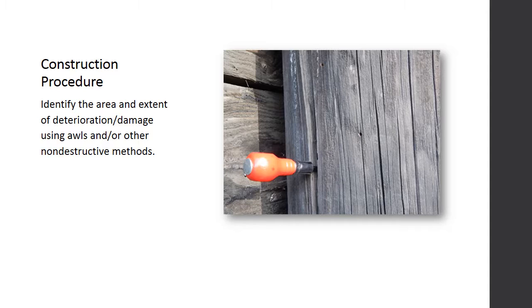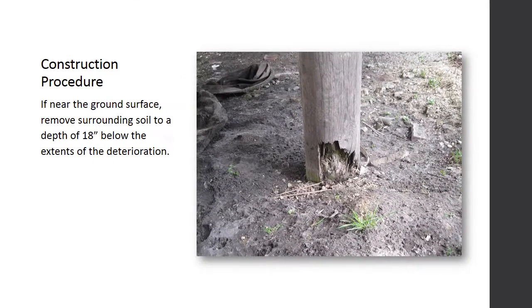The construction procedure begins with identifying the area and extent of deterioration or damage using awls and/or other non-destructive methods. If near the ground surface, remove surrounding soil to a depth of 18 inches below the extent of the deterioration.